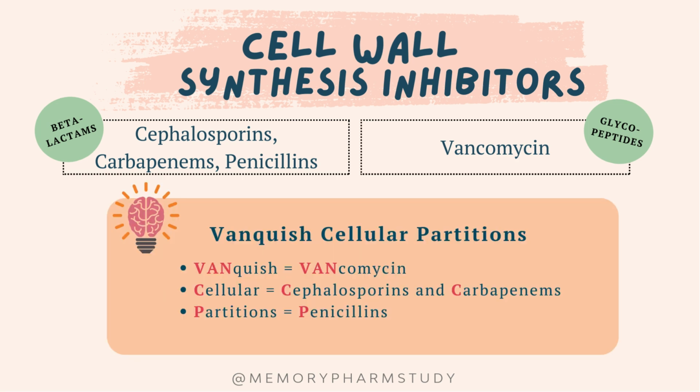You can use the mnemonic vanquish cellular partitions to help you remember which ones are cell wall synthesis inhibitors. Vanquish stands for vancomycin, cellular stands for cephalosporins and carbapenems, and partition stands for penicillins.